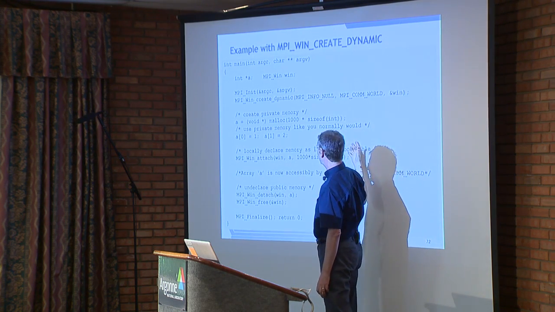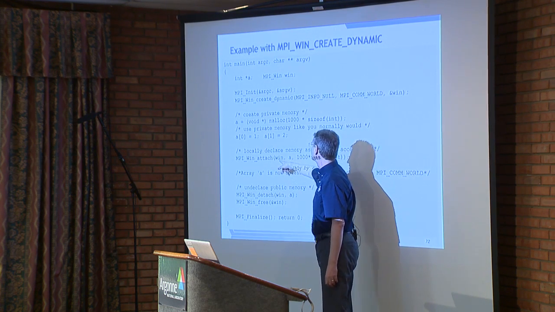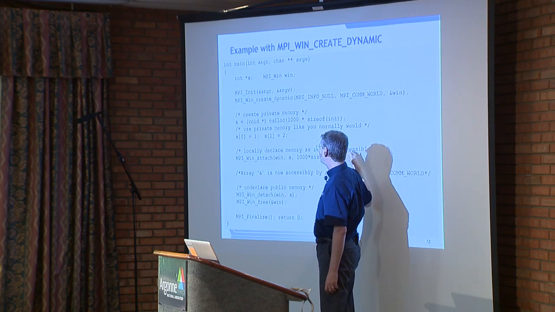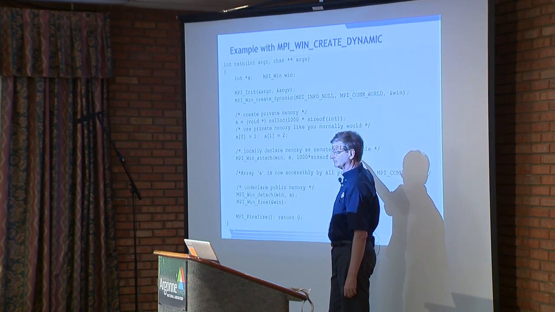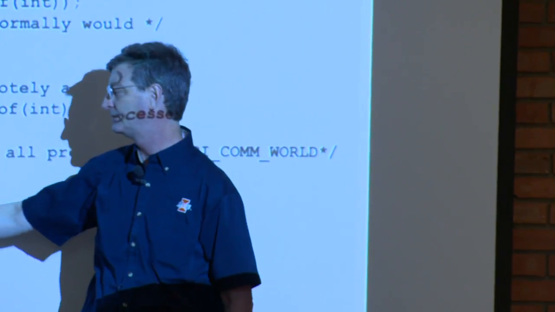Then if you want to attach memory to this window object, you do win attach. So what window, the pointer, and the size. You can do multiple attaches. Then you should detach it and then free. So again, if you were doing something with dynamic allocation, lists or trees or adaptive mesh refinement, that's how you would do that. And I'm not going to talk about the shared memory right now.